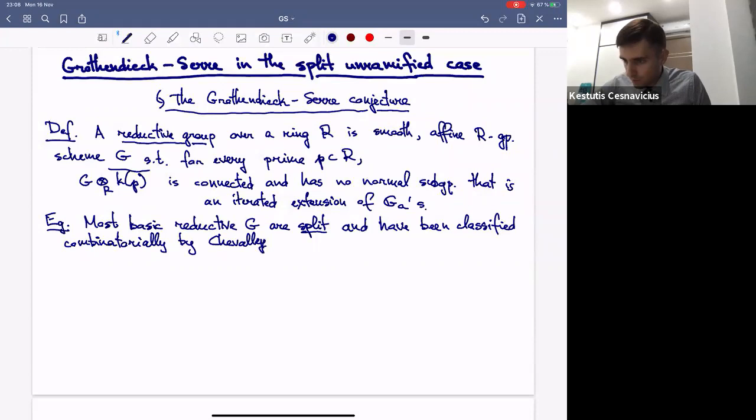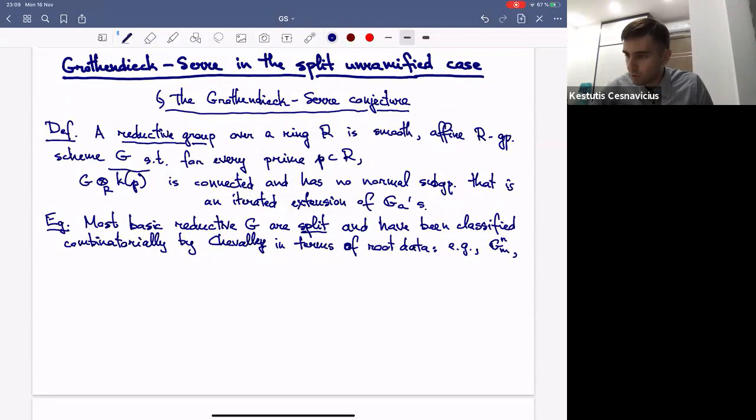I will not recall the precise statement of that classification, because this is not really relevant. It's in terms of root data, dual Z-lattices with sets of roots and coroots satisfying certain conditions, roots and corresponding coroots paired to two, and various other axioms. Let me just illustrate this with a list of examples. The simplest split reductive groups are just tori, split tori, powers of the multiplicative group.